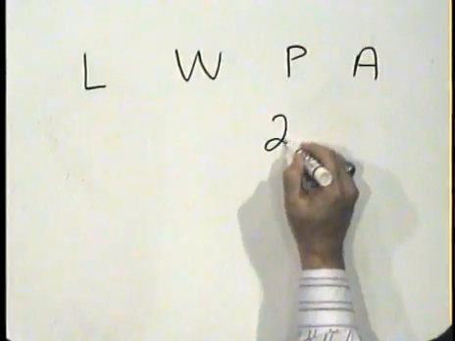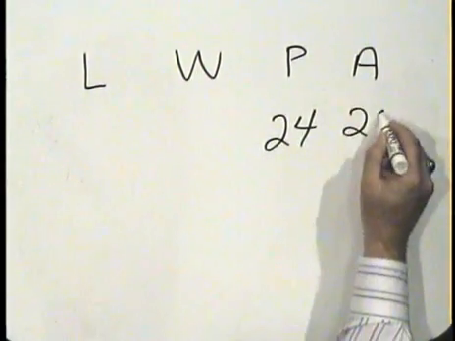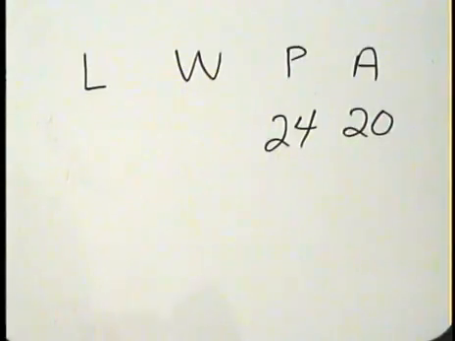Here's another one. In this case, let me give you the perimeter and the area. The perimeter is 24. The area is 20. Given the perimeter and the area, I'd like you to find the length and the width. Stop the tape, do the computations, and come back when you have them, please.